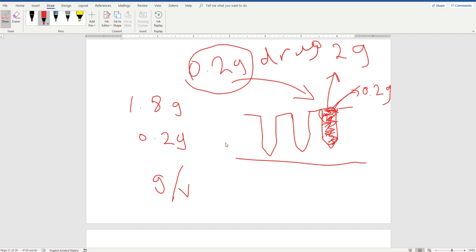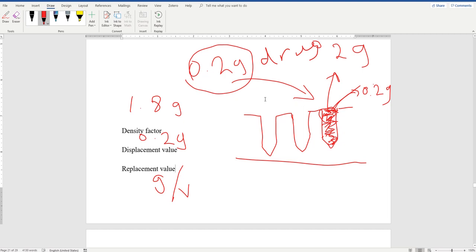Now this can be solved by calculating or knowing what we call the density factor. Of course, it has other names such as displacement value or replacement value. So what is this density factor or displacement value or replacement value? It's the weight of the drug that displaces a weight from the base.